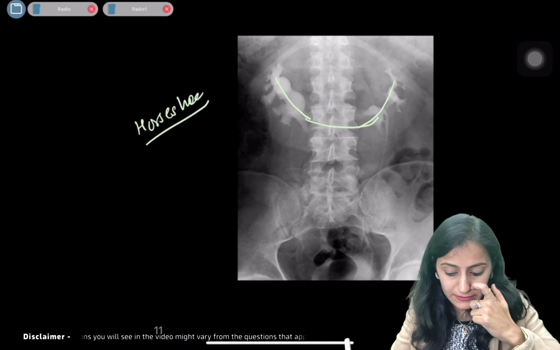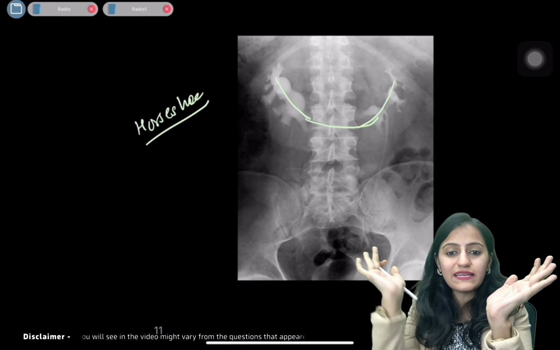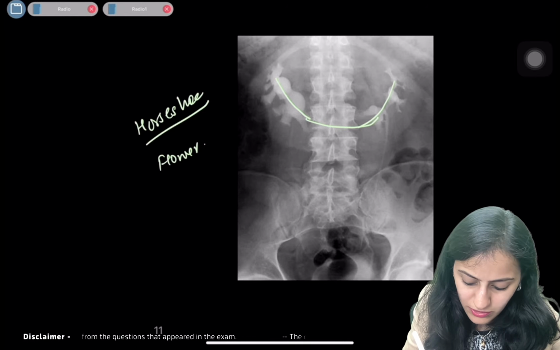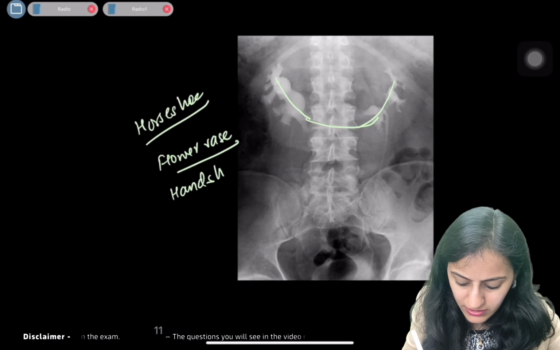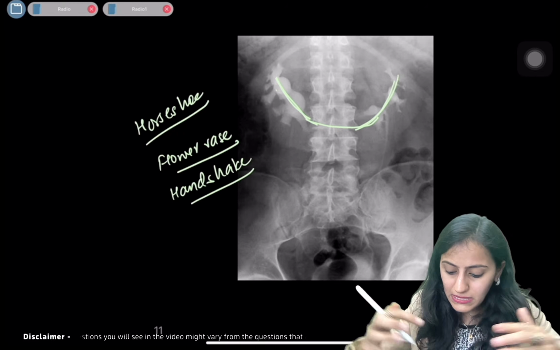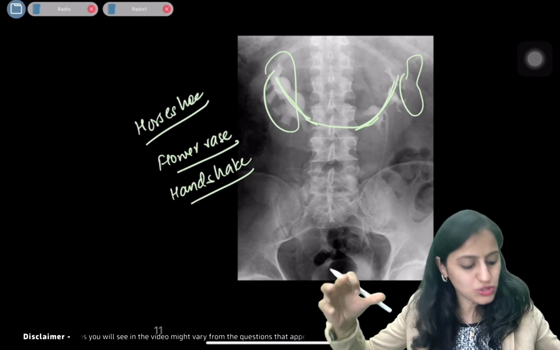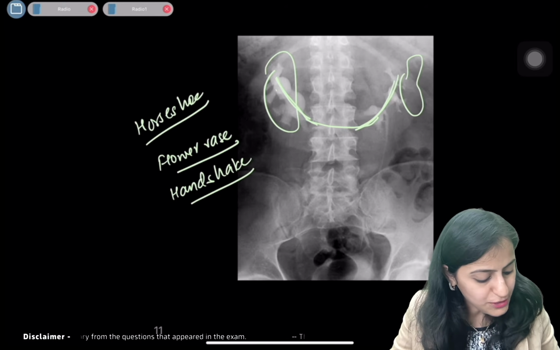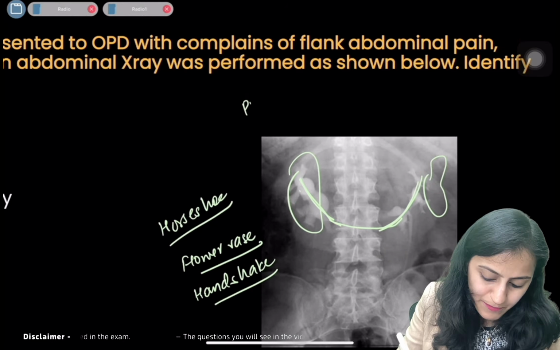So horseshoe kidney is basically giving this joining hands appearance, one kidney fusing with the other, the joining hands or handshake appearance, or it is also called the flower vase appearance. So these kidneys are oriented medially. That is what we are seeing. Normal kidneys should be here, the two kidneys should be separate. So this was a CT, it was not an X-ray. Okay, a CT scan image was given. So this is again a previously asked question.